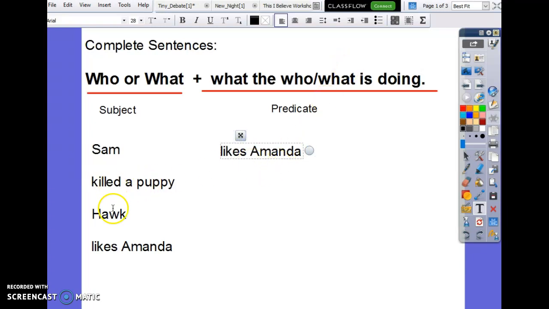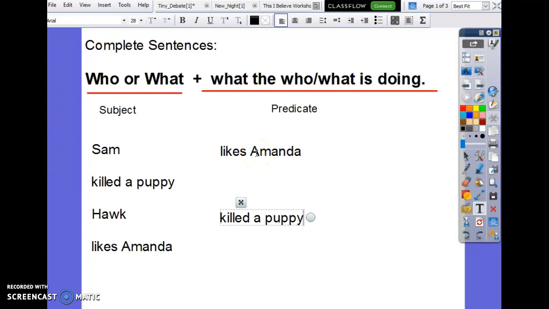Okay, so now you have the hawk. Hawk is also a subject, a what, and then you've got to tell me what the hawk is doing. So the hawk killed a puppy. Okay, so Sam likes Amanda, the hawk killed the puppy. So notice the who or the what and what they are doing. Every single sentence has to have these.